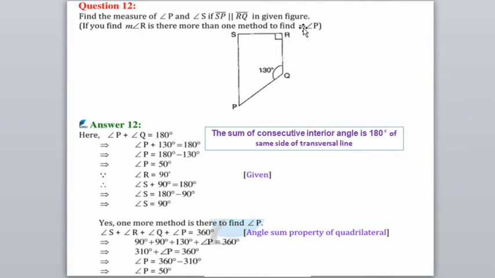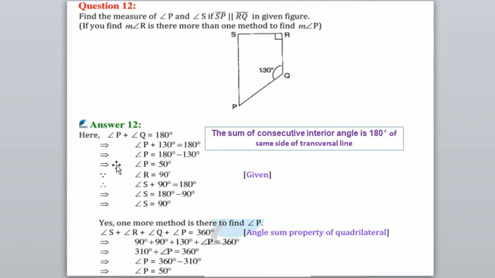So here in the question it is given, we have to find out the measure of angle P and measure of angle S, and again it is given that SP is parallel to QR. It is given in the figure, and two angles are also given here, that angle Q is 130 degrees and angle R is given as 90 degrees. So by using these angles we have to find out the measure of angle S and P, and again it is given in the bracket if more than one method is there to find out measure of angle P, then that also we have to solve.